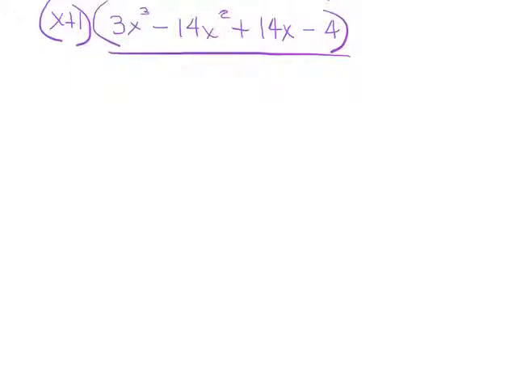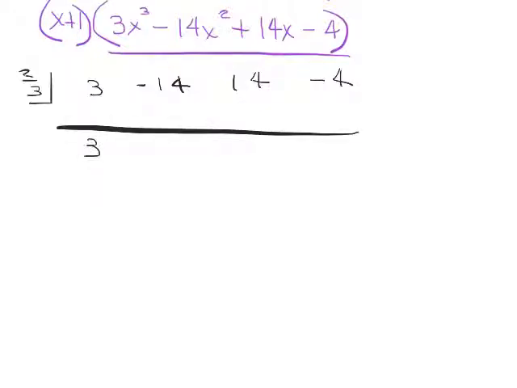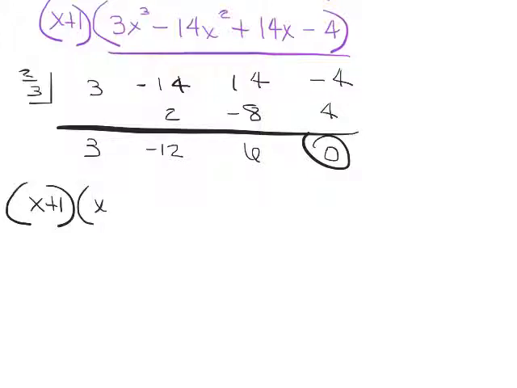So let's try 2/3. Let's put a 2/3 here, and we'll do a 3, a negative 14, a positive 14, and a negative 4. Bring down the 3, we get 6/3, which is 2. Add those together, multiply, negative 8. Add those, we get 6. Multiply, we get 4. Remainder is 0. So 2/3 does work. So we have x plus 1, we have x minus 2/3, and what we have left is 3x squared minus 12x plus 6.